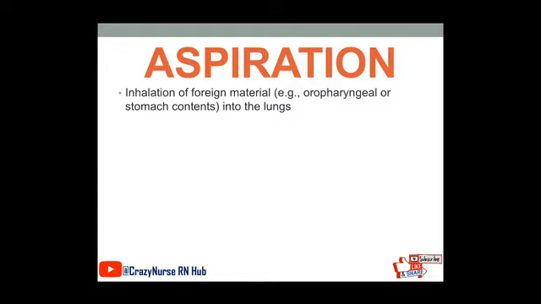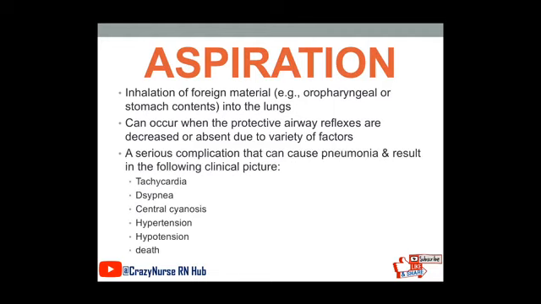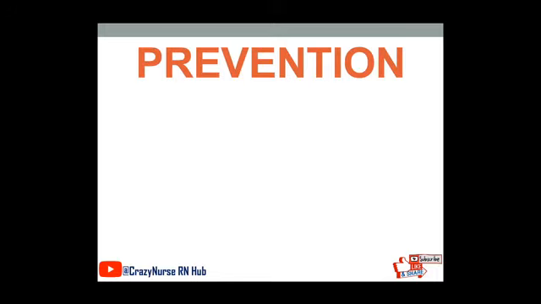It is the inhalation of foreign material, for example, oropharyngeal or stomach contents, into the lungs. It can occur when the protective airway reflexes are decreased or absent due to a variety of factors. A serious complication that can cause pneumonia and result in the following clinical pictures, such as tachycardia, dyspnea, central cyanosis, hypertension, hypotension, and death. Now let's proceed to the prevention. How do we prevent aspiration?